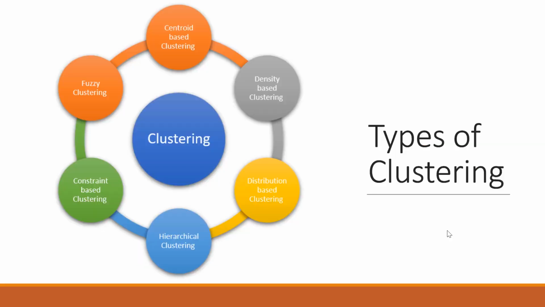Let's move forward and discuss some of the key types of clustering algorithms. The very first type is centroid based clustering. Then there is density based clustering. After this there is distribution based clustering. This category also includes hierarchical clustering, fuzzy clustering, and in the last we have constraint based clustering. So let's start with the basic one, which is centroid based clustering.